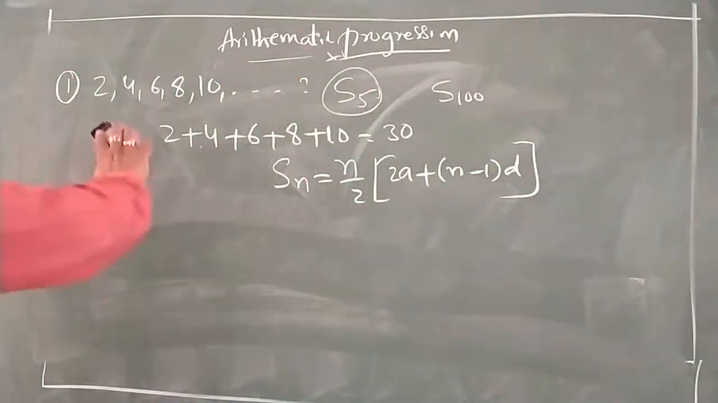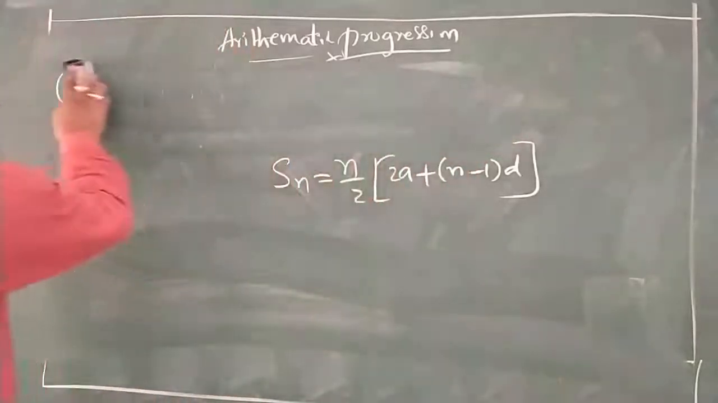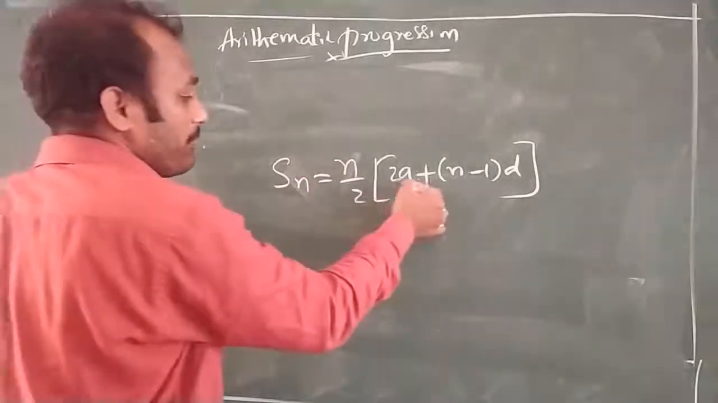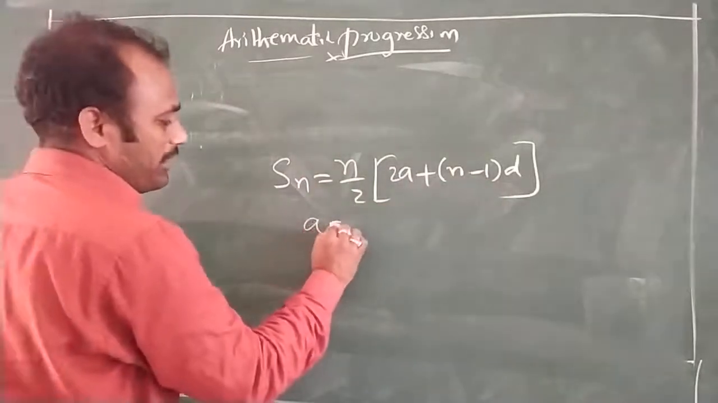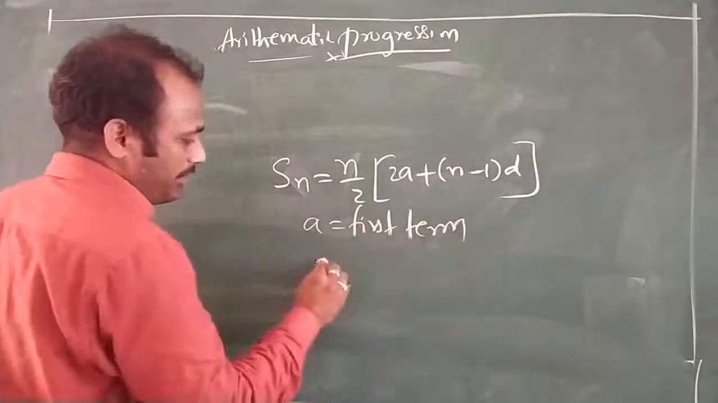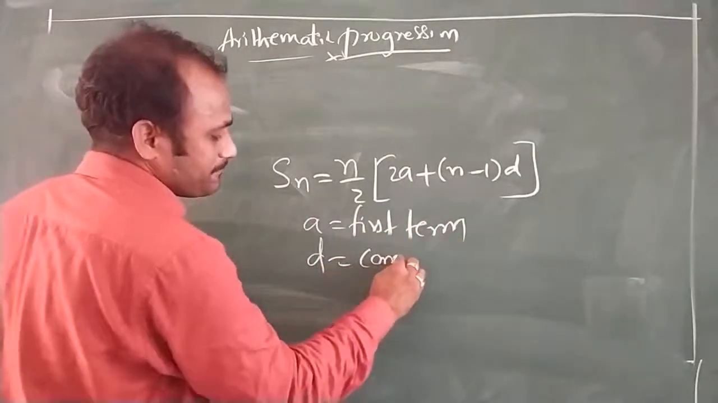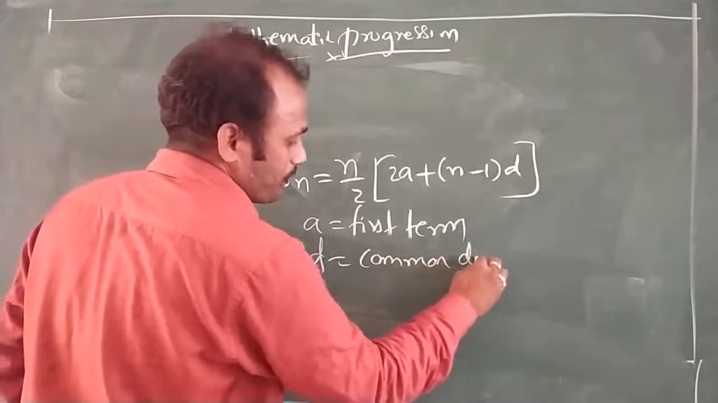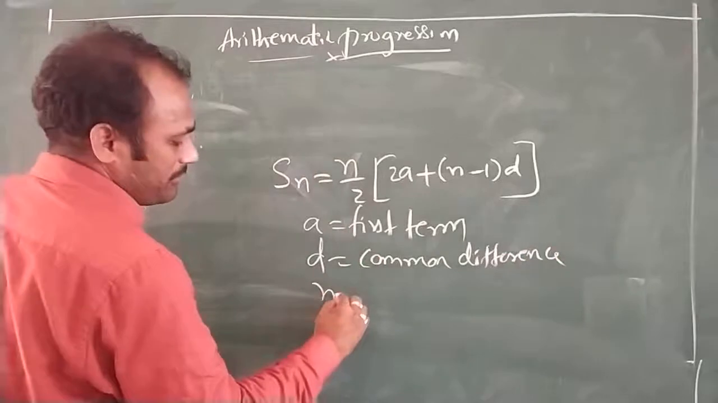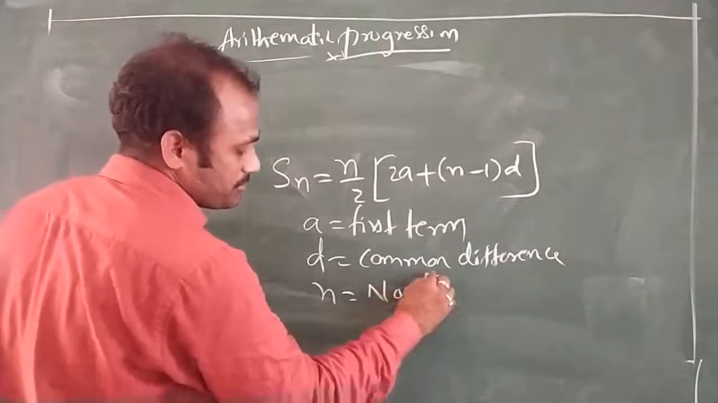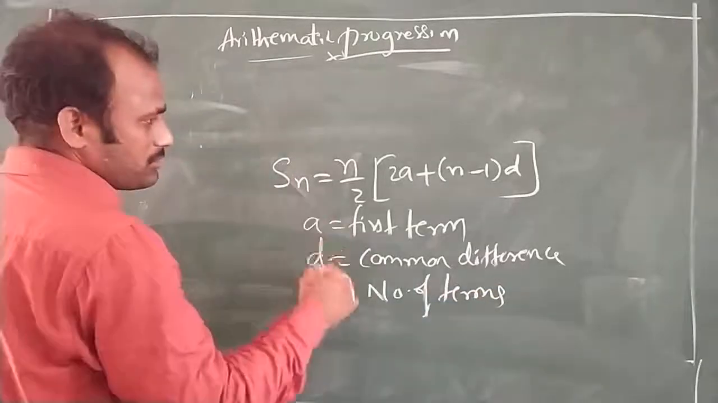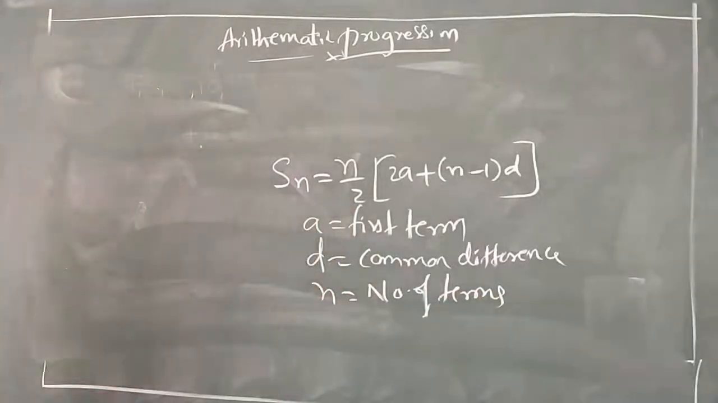So we have the sum of n terms of AP. The formula is S_n is equal to n by 2 into (2a plus (n minus 1) into d), where a is the first term and d is the common difference, and n means the number of terms. S_n means the sum of n terms.